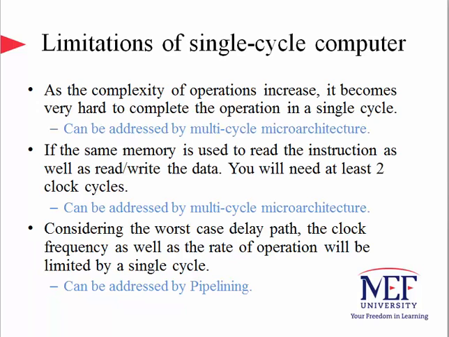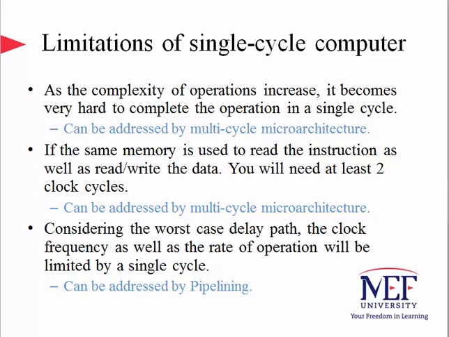The complexity of the instructions is dependent on the specific operations that they perform. For example, a polynomial equation solver, or think of a root finding instruction. These instructions could be relatively very complex compared to simple logic or arithmetic operations. When the complexity of the operations increases, it becomes very hard to complete the operation in a single cycle. On the other hand, if the same physical memory is used to read the instruction as well as write the data, we will then need at least 2 clock cycles to complete the operation. Remember that this is called Princeton architecture, and unlike Harvard architecture, there is only one single memory for both instructions as well as data storage.